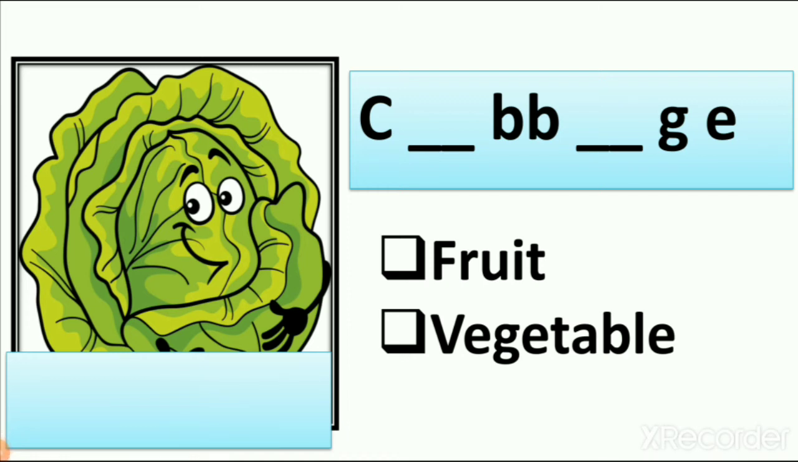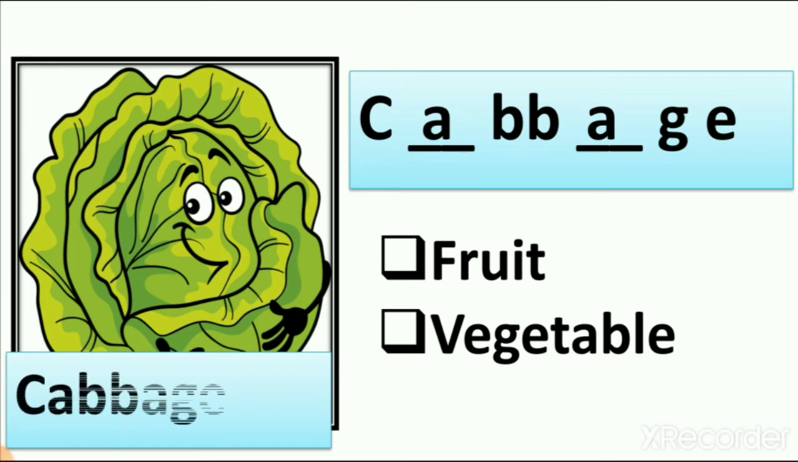C, then A, double B, then again A, G, E. So the spelling of cabbage is C, A, double B, A, G, E. So we write here the whole spelling of cabbage. C, A, double B, A, G, E.